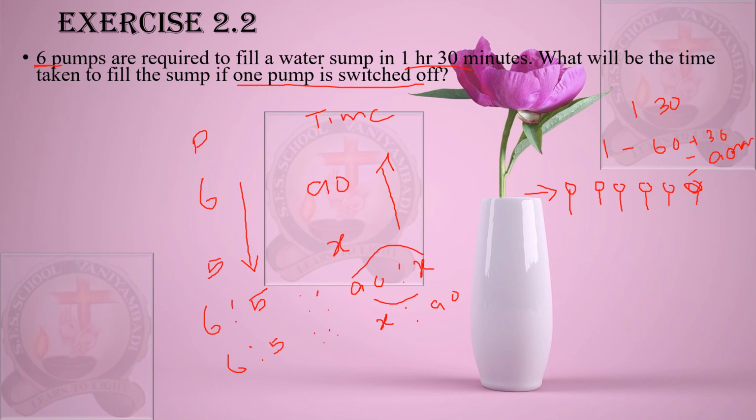Now there is a law of proportion, which is product of extremes is equal to product of means, where 6 and 90 are the extremes, 5 and x are the means here. So we have a law of proportion, the product of extremes is equal to the product of means here. Okay, let us rewrite this statement like this. 6 times 90 is equal to 5 times x. Okay, both sides divide by 5.